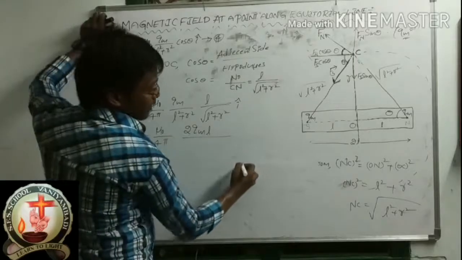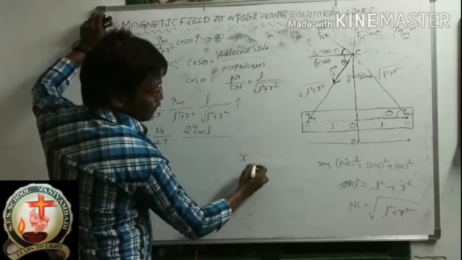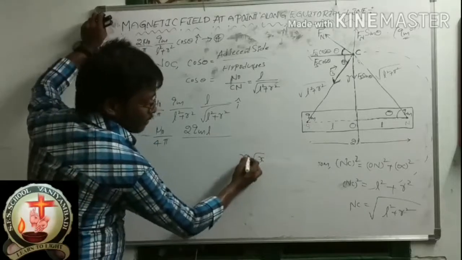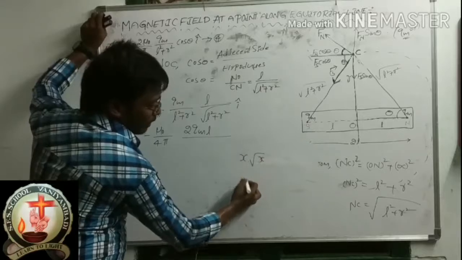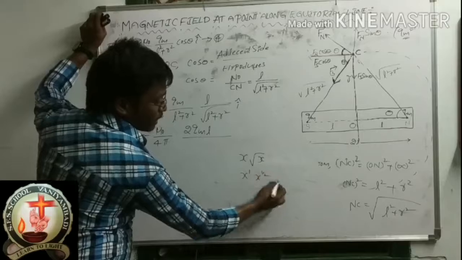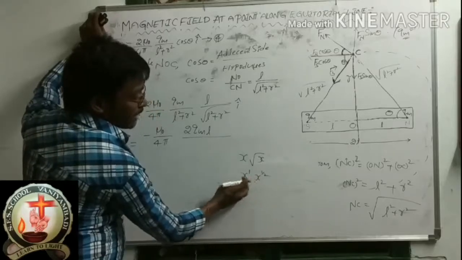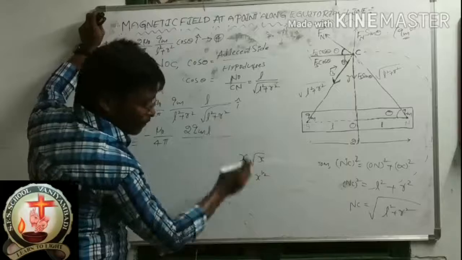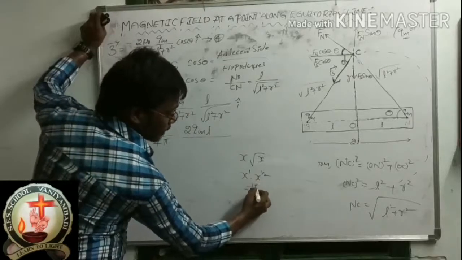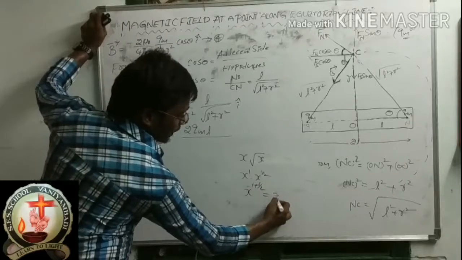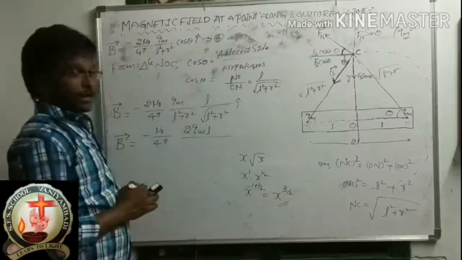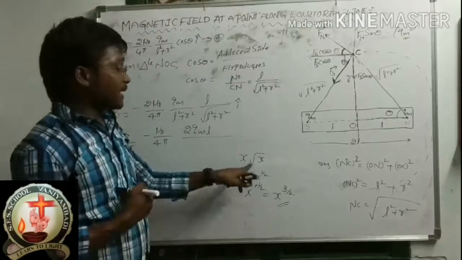So here I will tell you an example. X is there, root x is there. X into root x, how should we write? X power nothing means x power 1, and root x means 1 by 2. So bases are equal, so we can add the powers. X power 1 plus 1 by 2 is equal to x power, what is 1 plus 1 by 2? 3 by 2. Correct? Like that, x into root x.